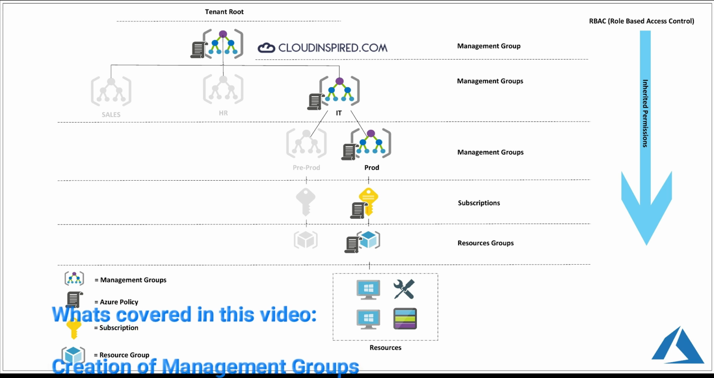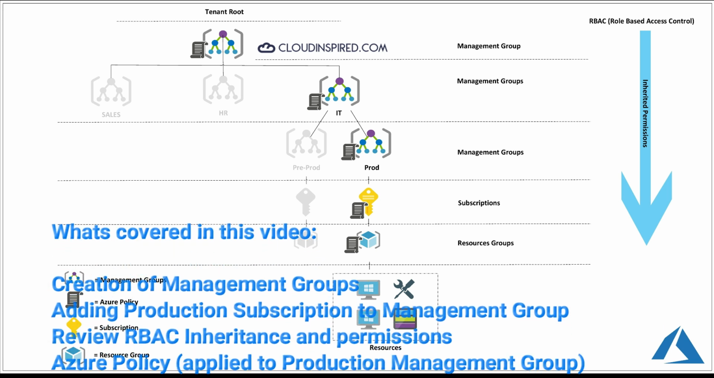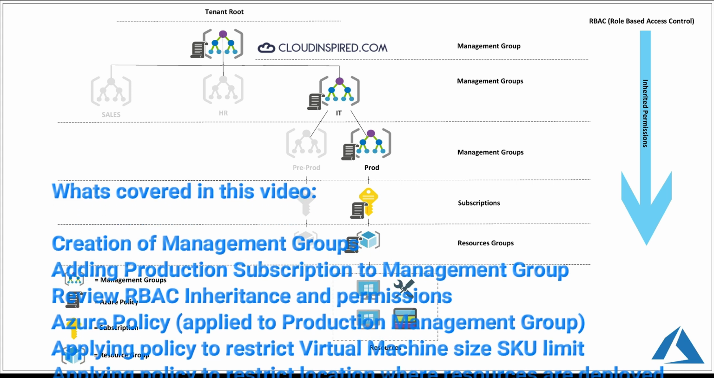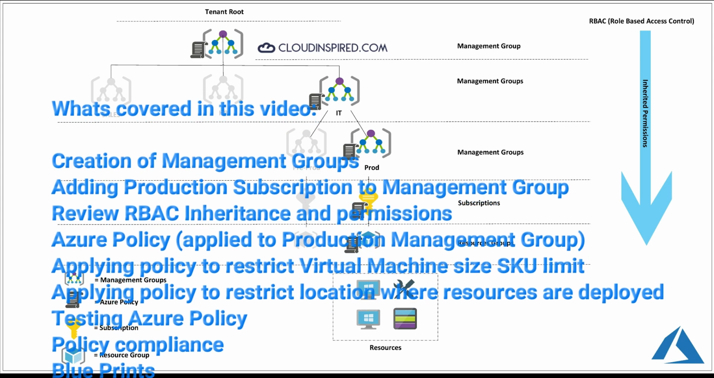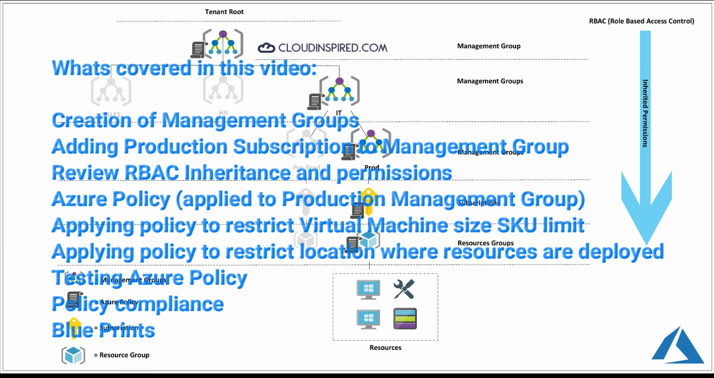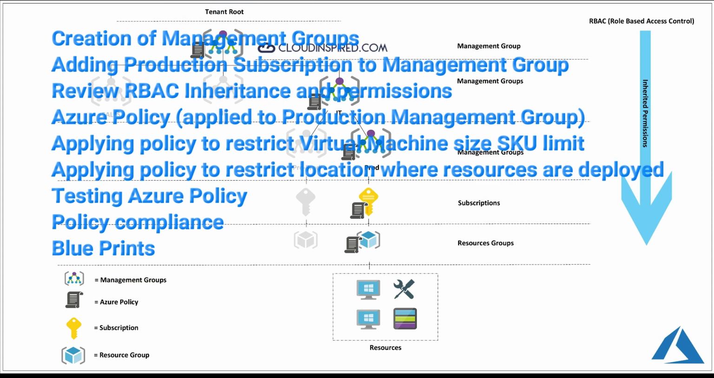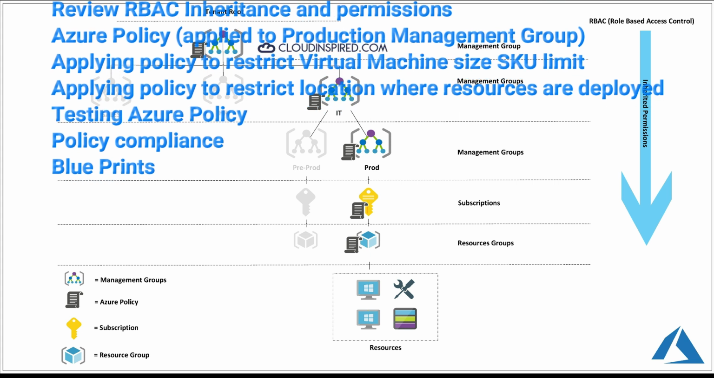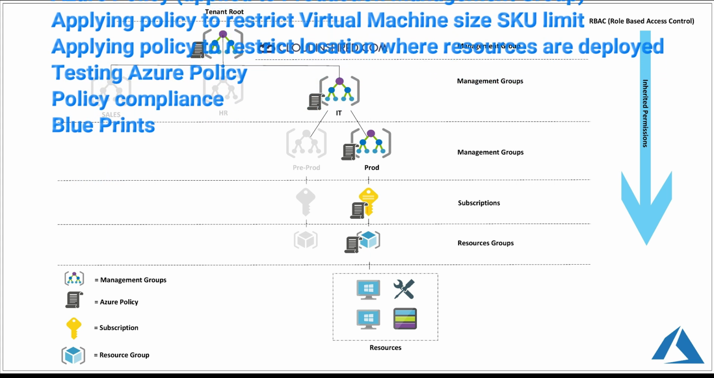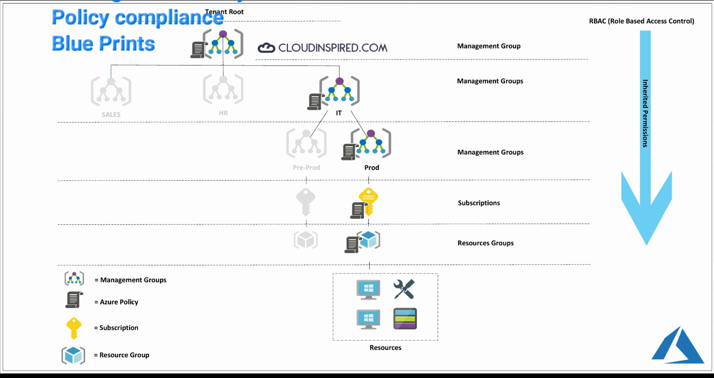So here's a run through of what we're going to cover in this video. We're going to take a look at the creation of management groups from scratch, matching this diagram for production, adding the production subscription to the management group hierarchy. We're going to look at RBAC, role-based access controls, inheritance permissions, and Azure policy, applying various policies to restrict virtual machine sizes and location where resources are deployed. We're going to test that Azure policy. We're going to look a bit at policy compliance and also the blueprints that are available.